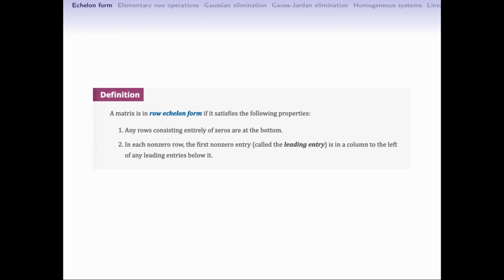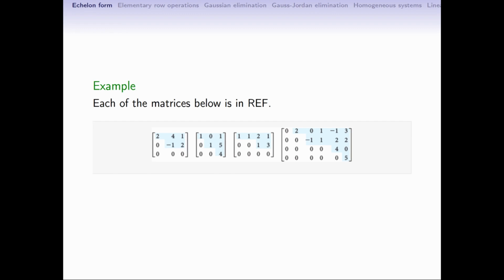Now, the easiest way to begin to understand this idea of row echelon form is to look at a couple of examples. All of the matrices in this list are in row echelon form. Let's take a look at a couple of them in detail. In this first example, this matrix contains a row of zeros, but that row of zeros is appearing at the bottom, so this conforms to rule number 1.